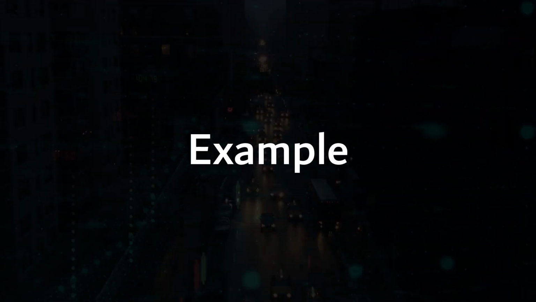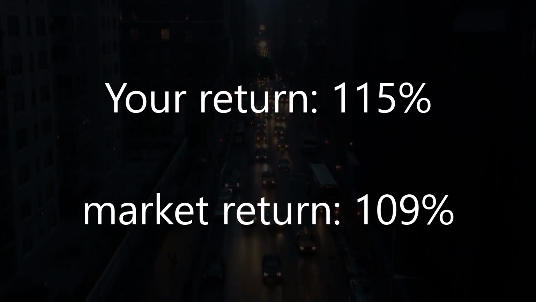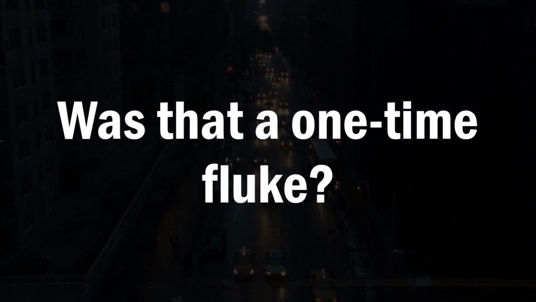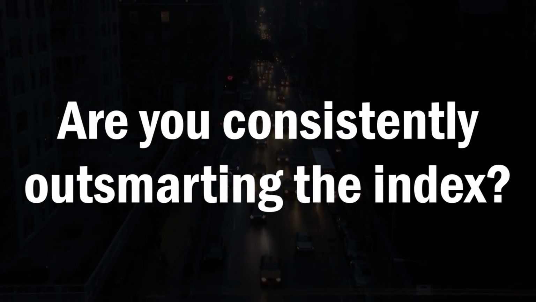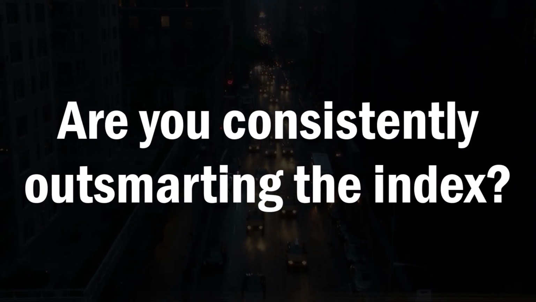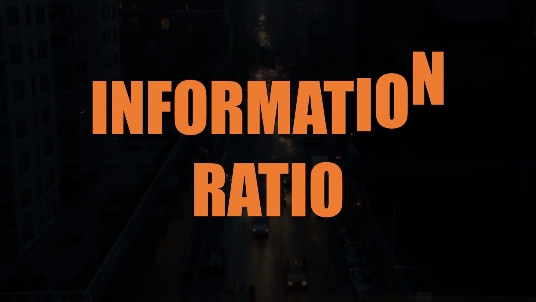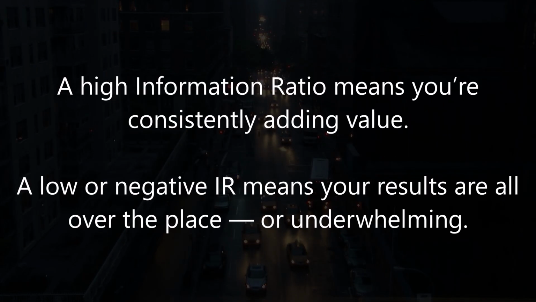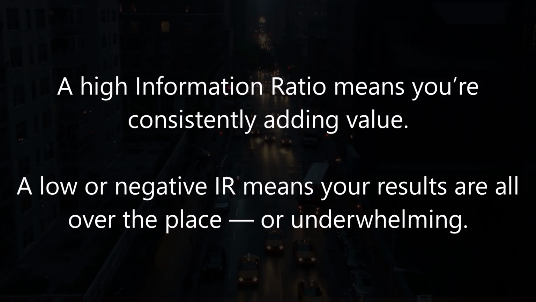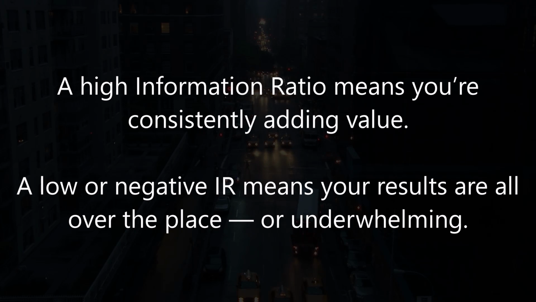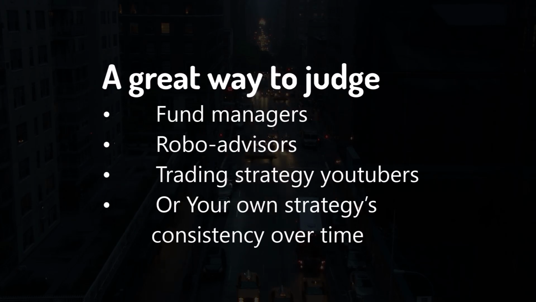Here's an example. Let's say that you beat the market last year. That's nice, but that was maybe a one-time fluke. Or are you consistently outperforming the index? That's what the information ratio answers. A high information ratio means that you're consistently adding value. A low or negative IR means that your results are all over the place or underwhelming. It is a great way to judge fund managers, robo-advisors, trading strategy YouTubers, or your own strategy's consistency over time.